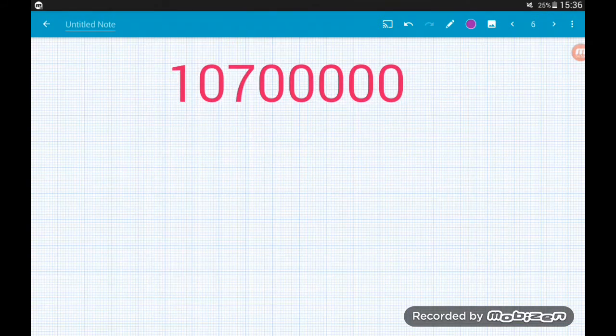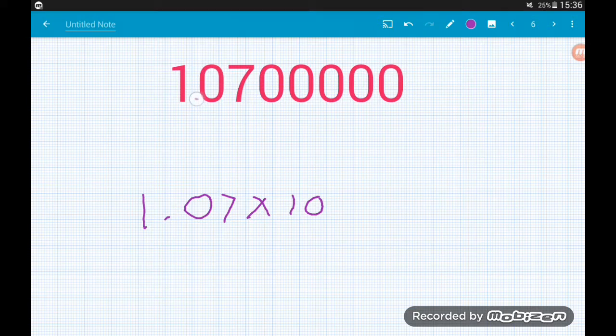Okay, what about this one then? This time we've got a 1 followed by a 0, but then we've got a 7 after the 0. So what we're going to need first of all is 1.07, like that. And then times 10. Now we need to put our decimal in our big number, between the 1 and the 0, and count how many places it has to jump to get to the end. So 1, 2, 3, 4, 5, 6, 7. So that can be written as 1.07 times 10 to the power of 7. Cool.